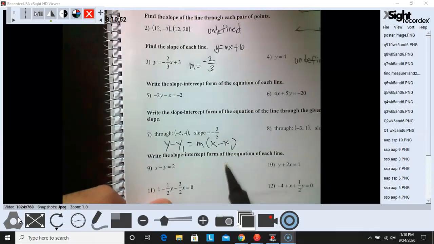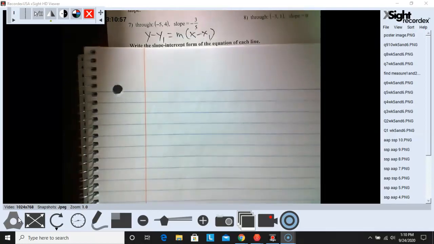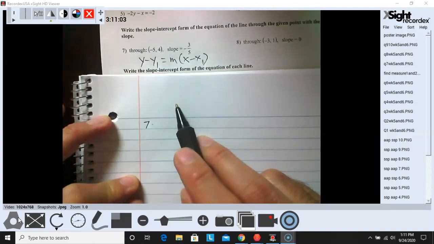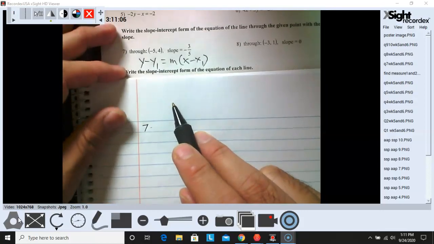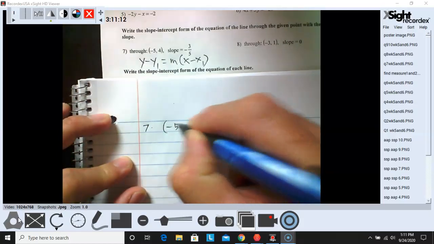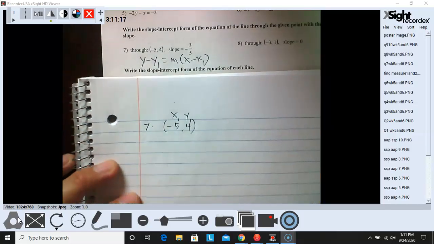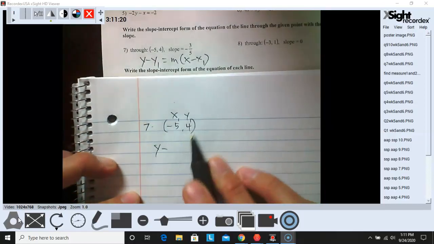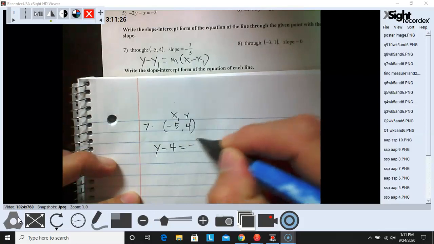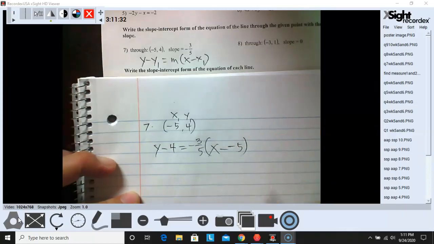Okay, so remember that formula. I'm going to use that one for you, and then I'm going to put my notes here so that you can see it. Number 7. What is your y1? Okay, using the coordinates, we have negative 5 and 4. This will be your x and this will be your y. Okay, therefore our y1 is 4. Our slope is negative 3/5. And then our x sub 1 is negative 5.